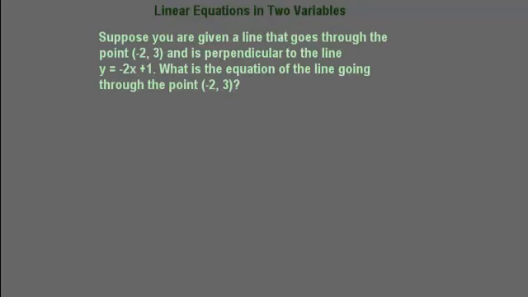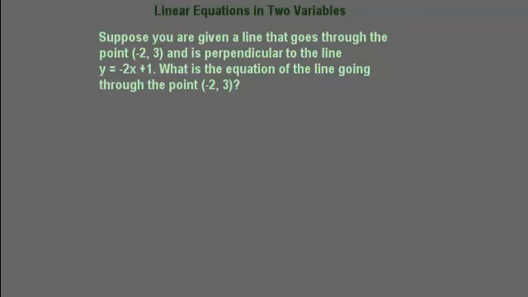All right, here's our very last problem that will encompass everything that we've learned so far, and will complete section 2.1. Suppose you're given a line that goes through the point negative 2, 3, and it's perpendicular to the line y = negative 2x plus 1. What's the equation of the line going through the point negative 2, 3?